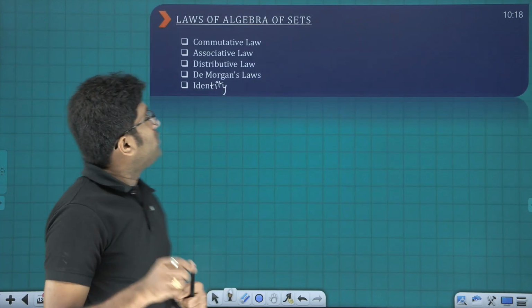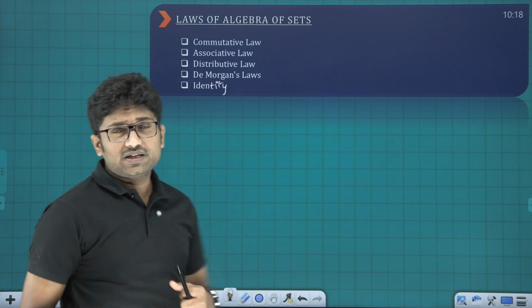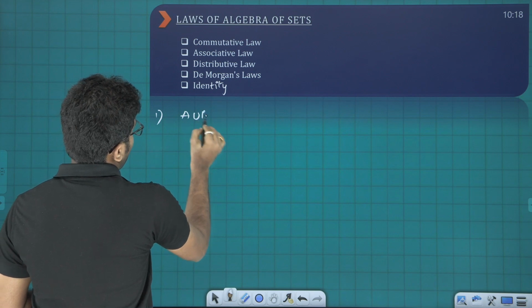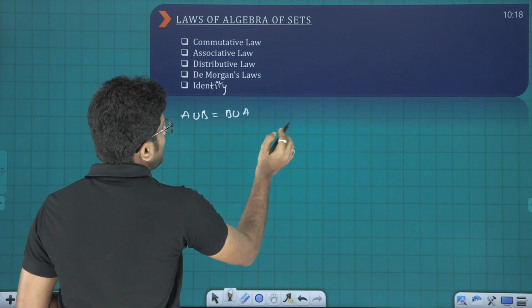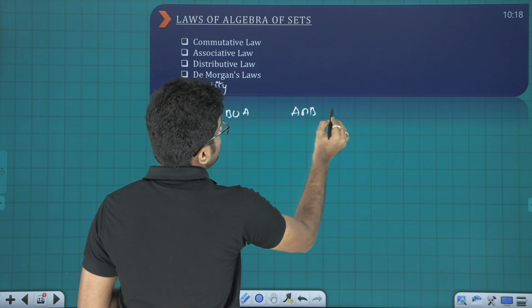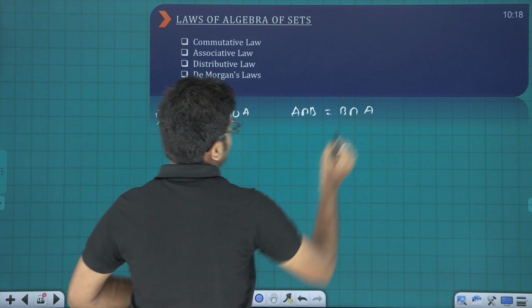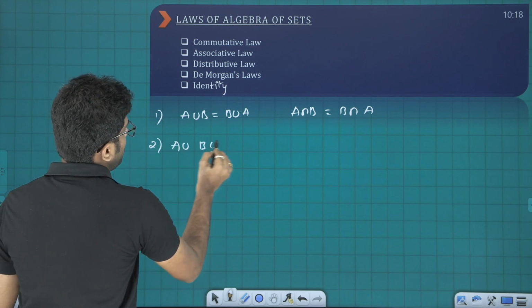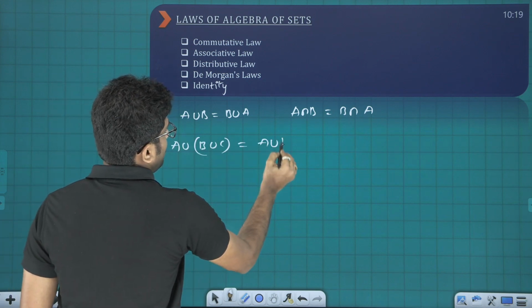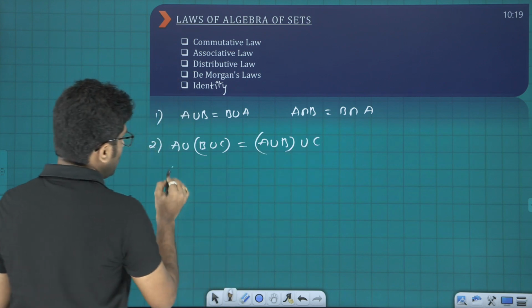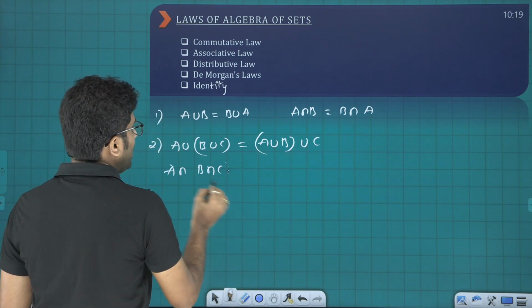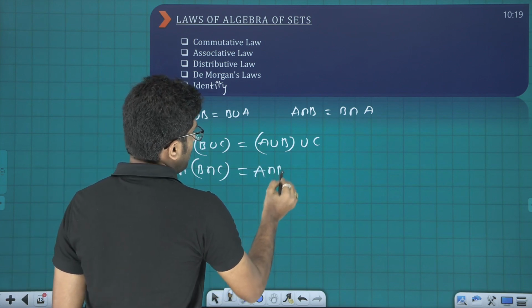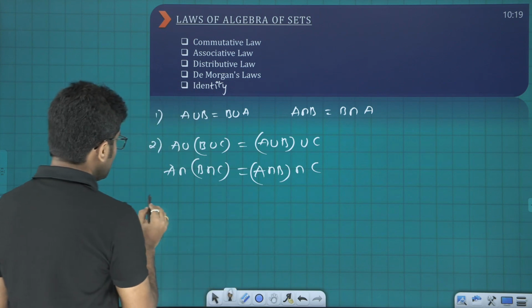After Venn diagram, we have laws of algebra of sets. Different laws of algebra. Commutative law. We know A union B is equal to B union A, as well as A intersection B is equal to B intersection A. Commutative law we say. Associative law of sets. A union of B union C is equal to A union B whole union C, or even in terms of intersection, A intersection of B intersection C is equal to A intersection B whole intersection C.